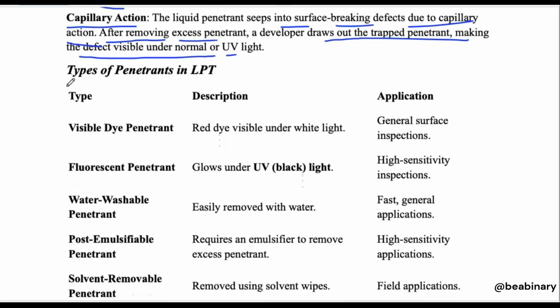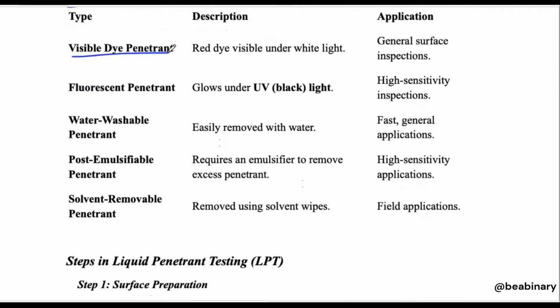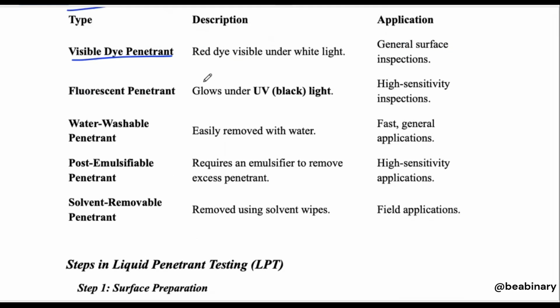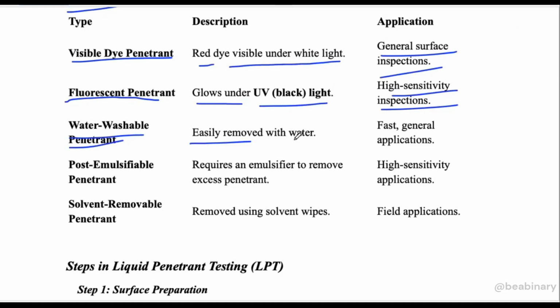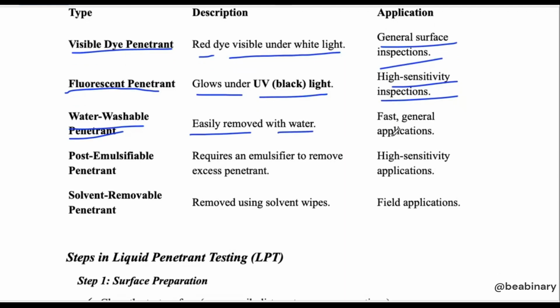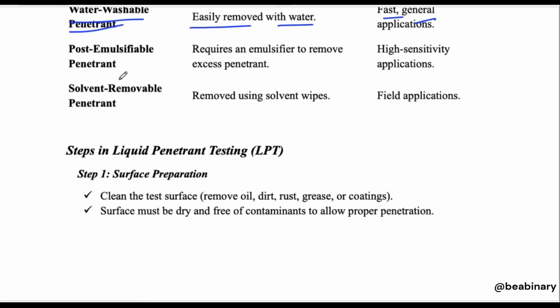So, types of penetrants in LPT. What are the different types? First one is the visible dye penetrant. Description: red dye visible under white light. Application: general surface inspections. Second, the fluorescent penetrant. Description: it fluoresces under UV black light, with high sensitivity inspections. Third one is the water-washable penetrant, easily removed with water. Application: fast general applications.